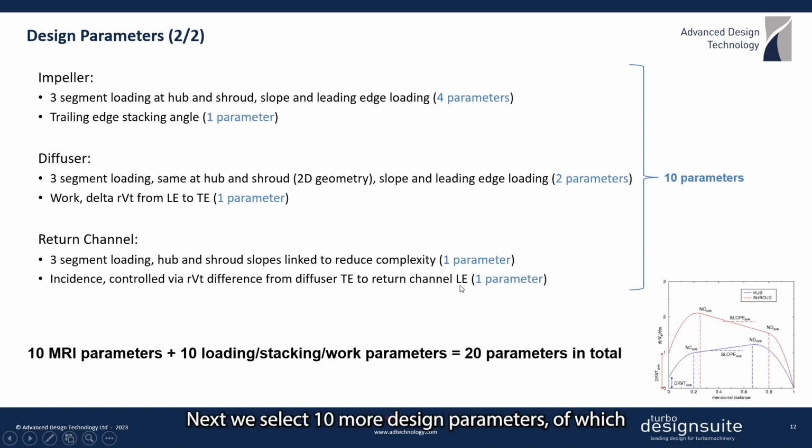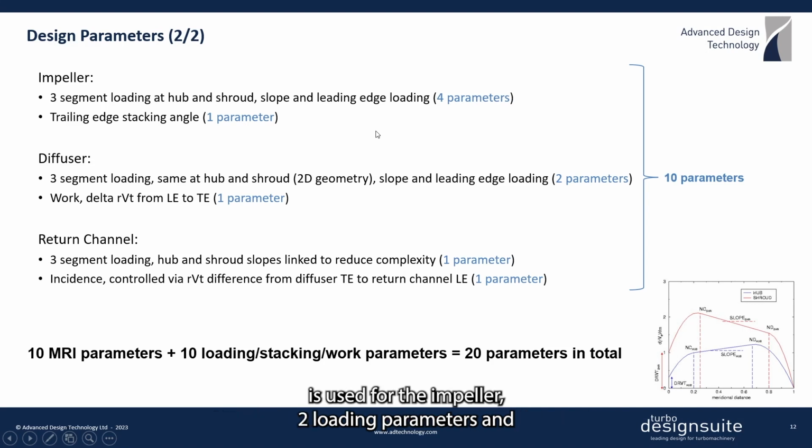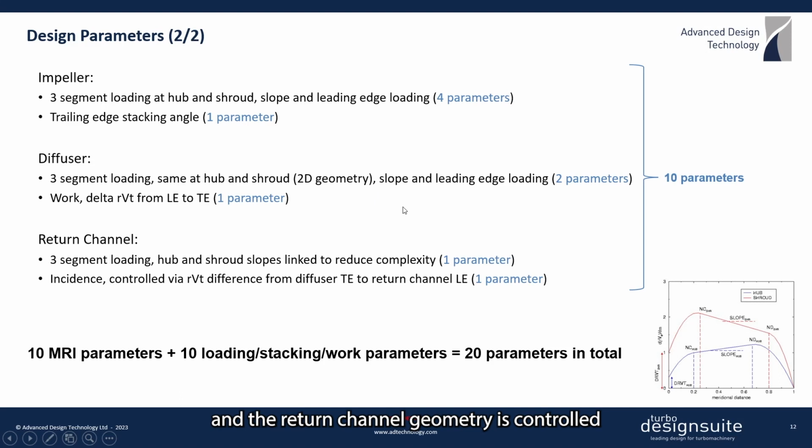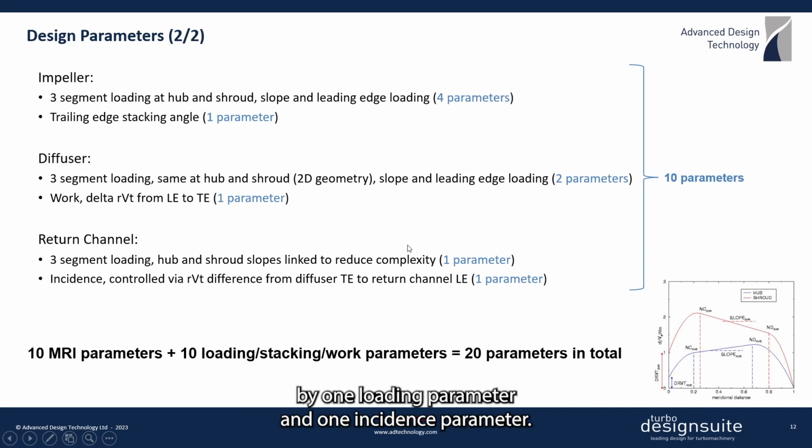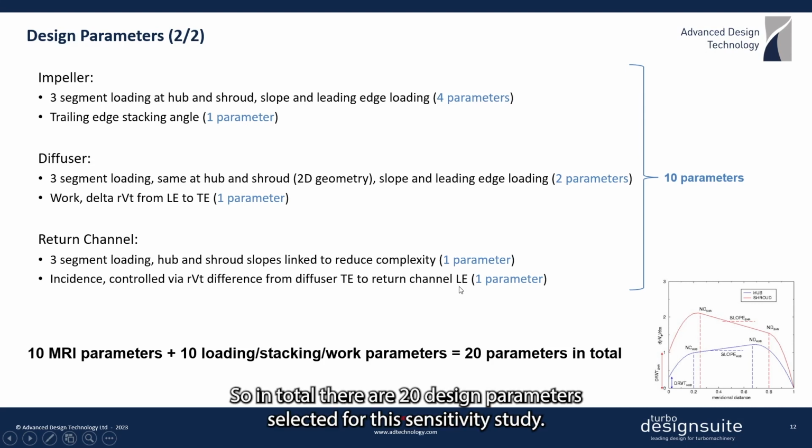Next, we select 10 more design parameters, of which 4 blade loading parameters and stacking angle is used for the impeller. 2 loading parameters and 1 work parameter is used to create the 2D diffuser geometry, and the return channel geometry is controlled by 1 loading parameter and 1 incidence parameter. So in total, there are 20 design parameters selected for this sensitivity study.